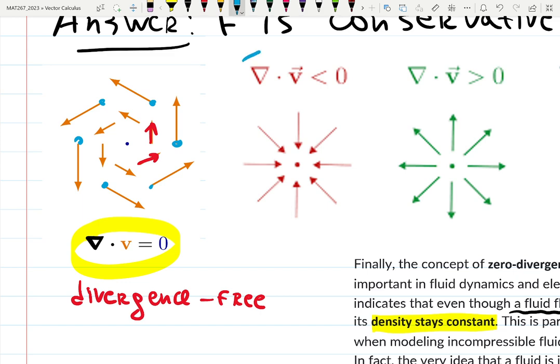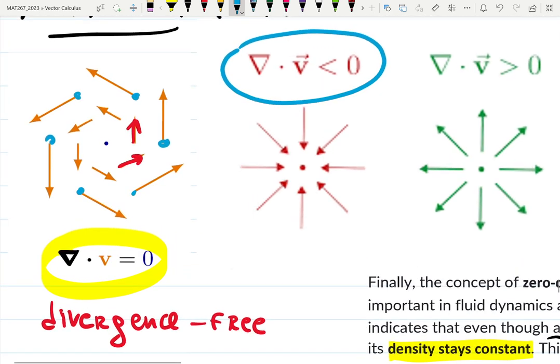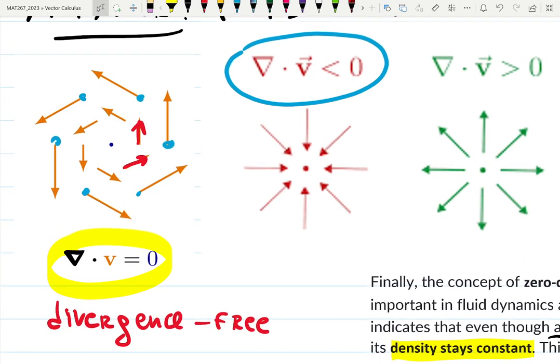While if this piece is negative, then guess what? Something is shrinking. Then particles converge to a point. So the distance between particles is decreasing. That means something is more dense.